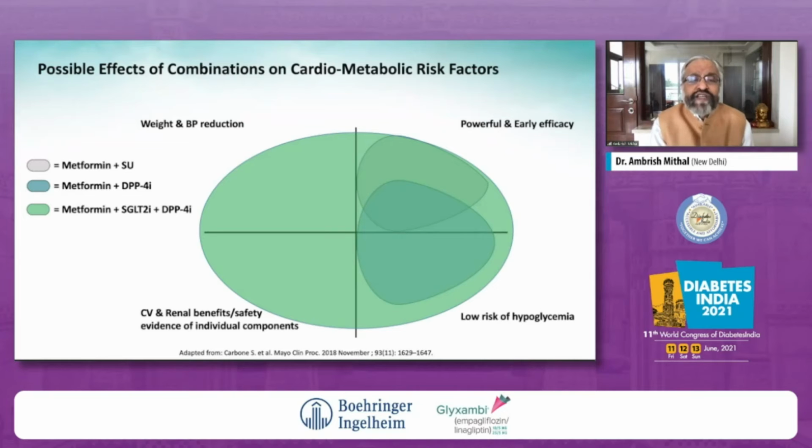Think of it. You're helping to reduce weight and blood pressure, left upper quadrant. They're powerful and early efficacious. Early efficacy, you know that DPP4, SGLT2 in particular are powerful molecules, especially when combined with metformin. The risk of hypoglycemia is really low, right? Bottom quadrant. And the left bottom shows the icing on the cake, which is actually seeing benefits in the long run. And I think that's fantastic.